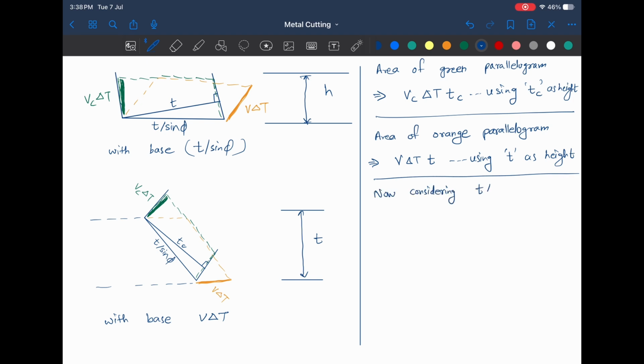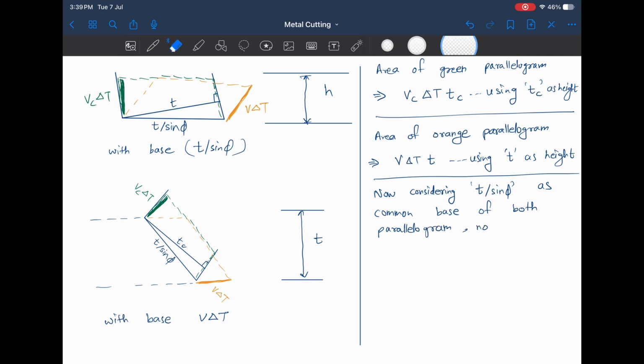Now if we consider topmost figure which has t by sin phi as base, which is common to both the parallelograms, here we want to check if the height of parallelograms is same or not. For that we will be studying the area of both parallelograms.